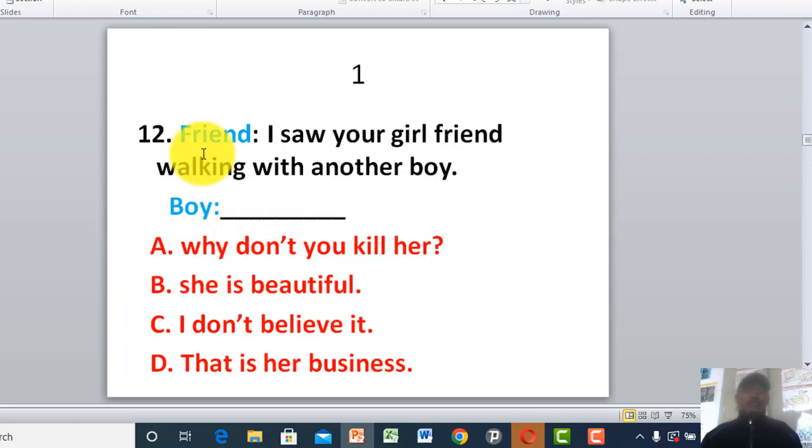Question number 12. Friend and boy. I saw your girlfriend is working with another boy. Look at the question here. So the friend is going to talk about another friend. Why don't you kill her? Is it really appropriate? In an actual context, is it possible to say this to your friend? No. She says, I know she is beautiful, yeah?